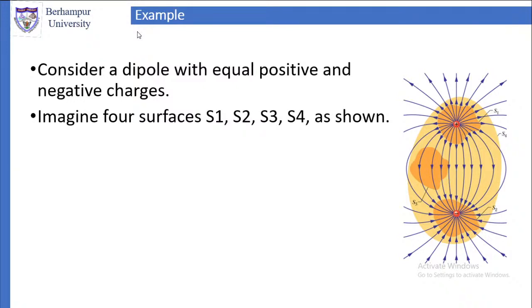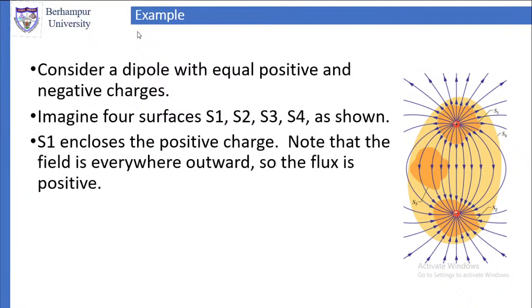So imagine two surfaces. One surface is around the positive charges, surface 1. One surface is around the negative charges, surface 2. Then in between these two charges, imagine another surface, which is surface 3. Then imagine a fourth surface which encloses both the charges and all three surfaces, which is S4. So we have four surfaces now.